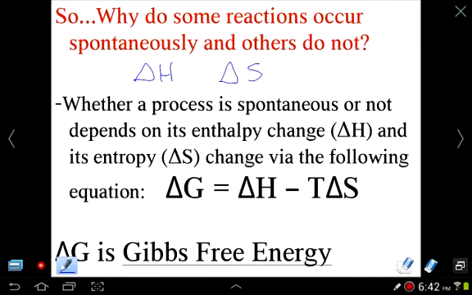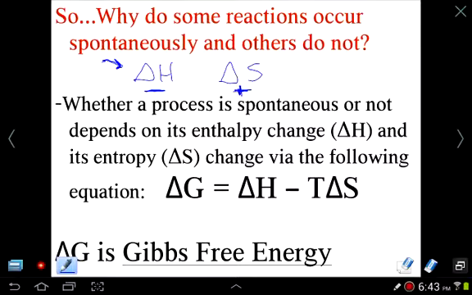Now, we said that systems want to decrease their thermal energy, so delta H is favored to be negative. In other words, nature wants to always release energy, wants to go to a lower energy state. And likewise, nature wants to increase disorder, so delta S is favored in the positive direction.